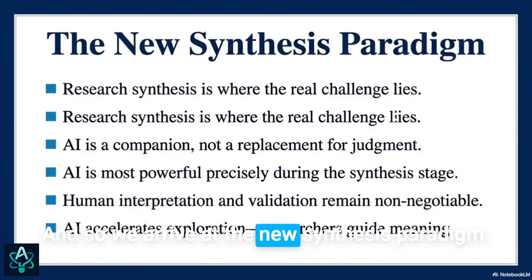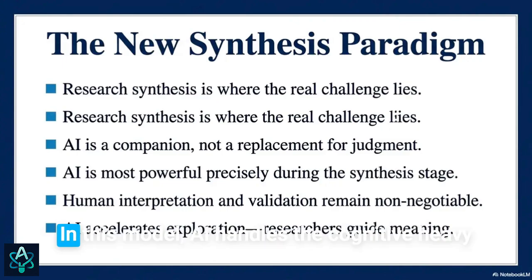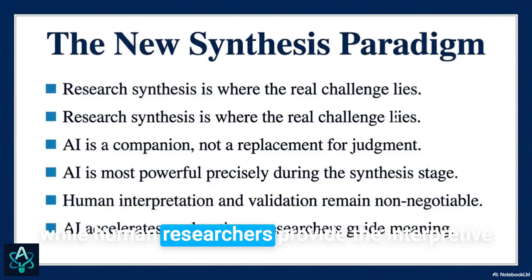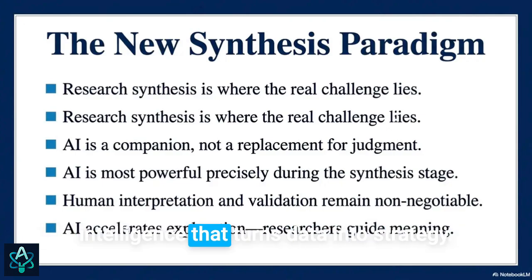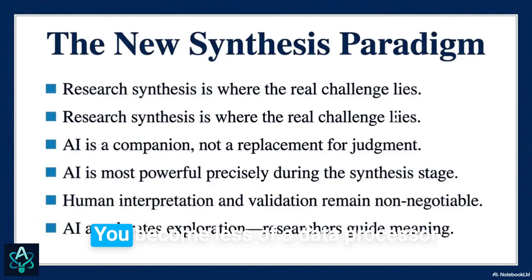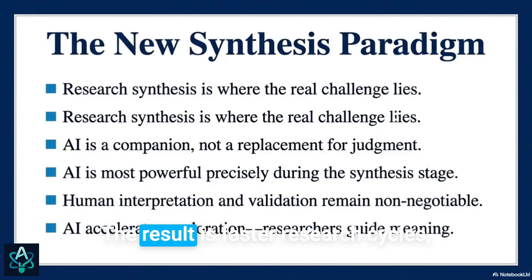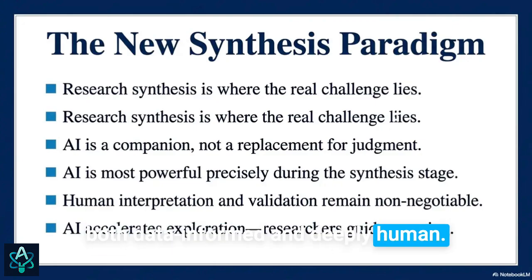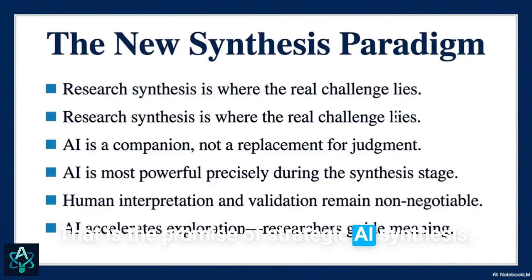And so we arrive at the new synthesis paradigm. In this model, AI handles the cognitive heavy lifting of processing and pattern recognition, while human researchers provide the interpretive intelligence that turns data into strategy. The researcher's role doesn't diminish, it evolves. You become less of a data processor and more of a strategic sense maker. The result is faster research cycles, richer insights, and decisions that are both data-informed and deeply human. That is the promise of strategic AI synthesis.